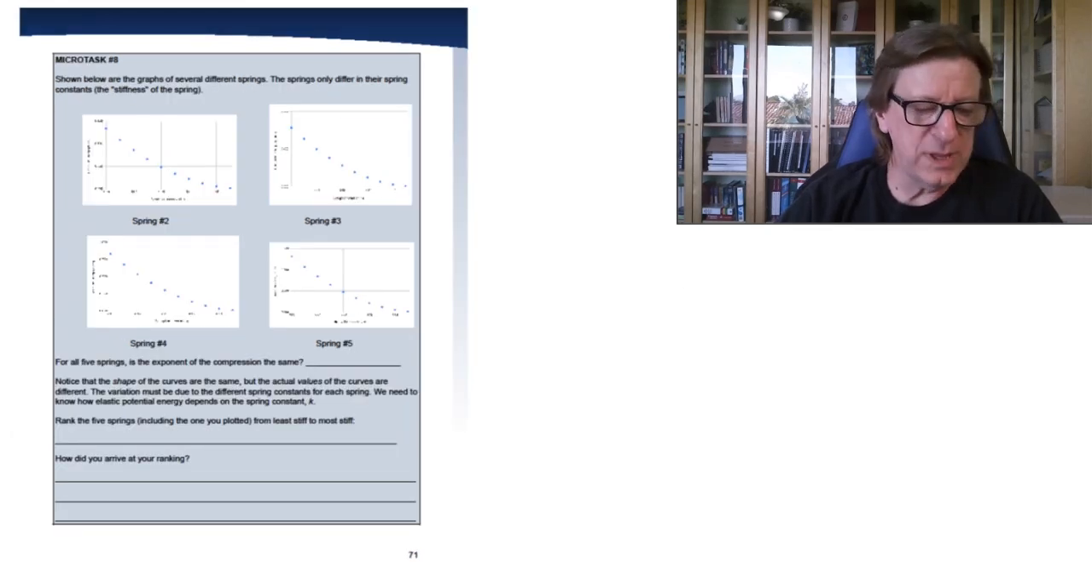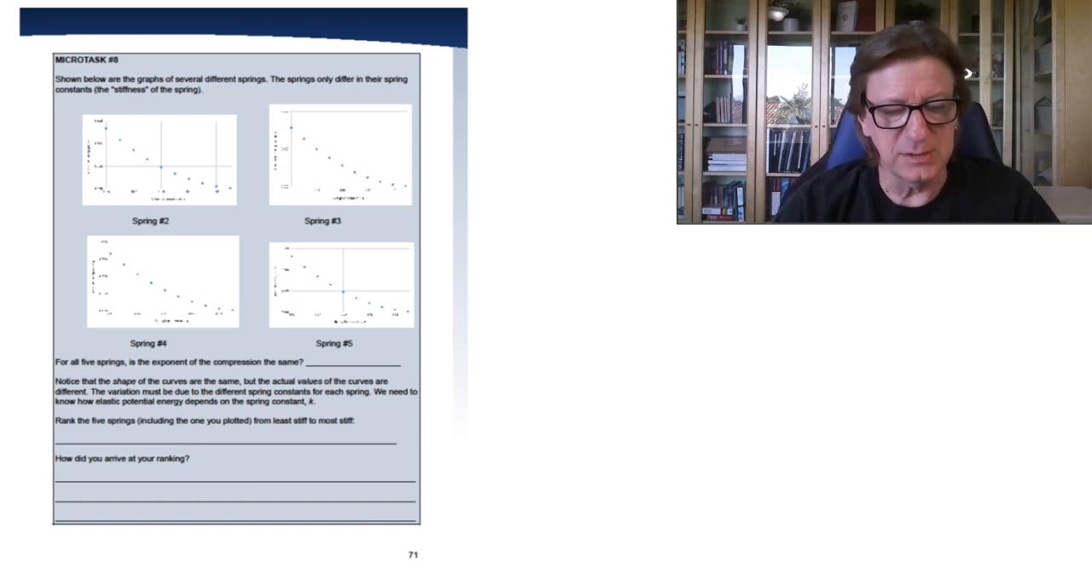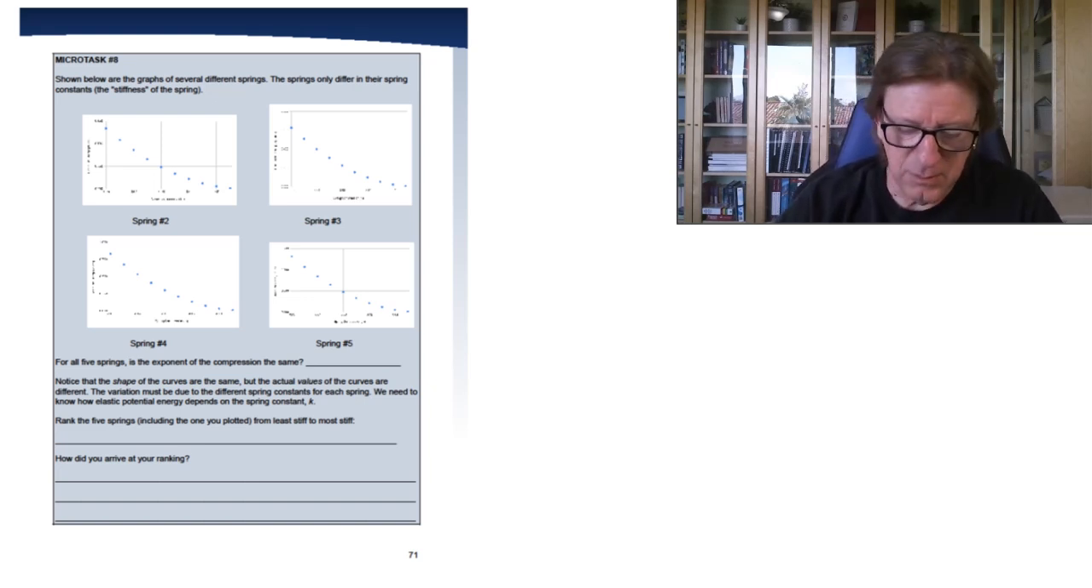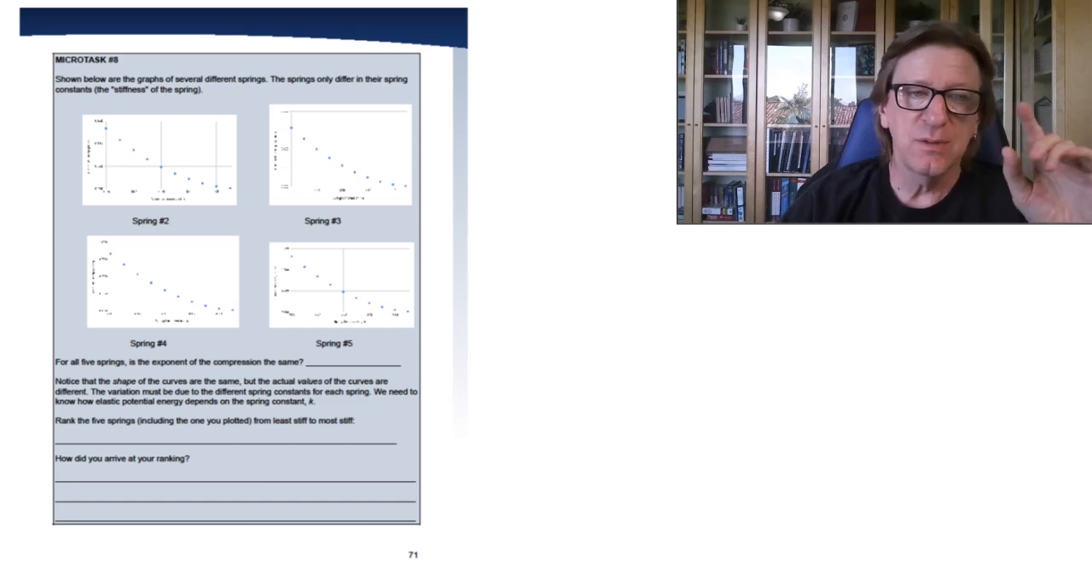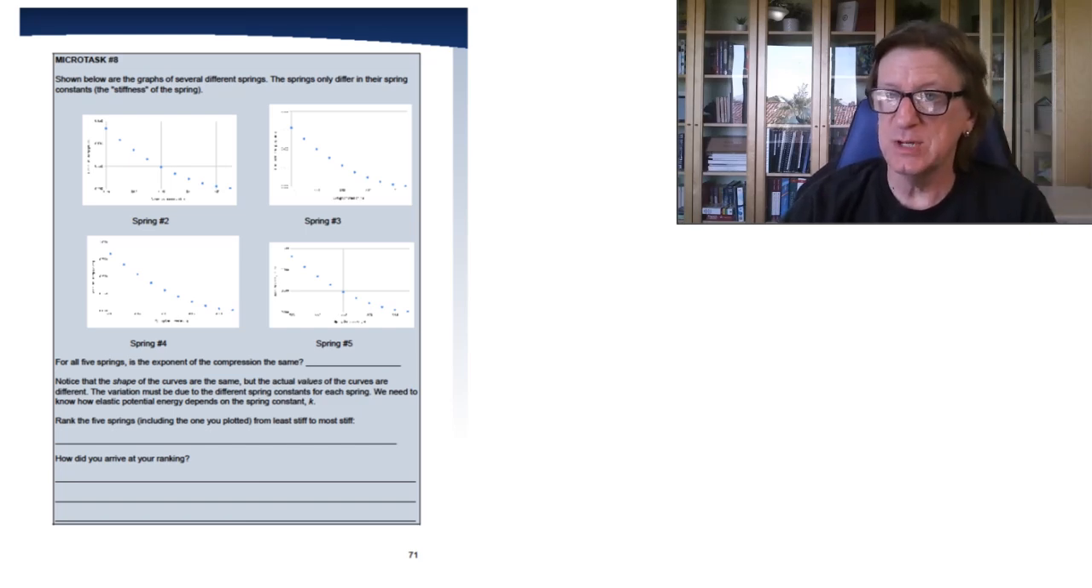And here we have 4 different springs. Well, there's 4 here plus our original, right? So spring 1 was the one from the previous page, the one that you did. I'm not going to make you graph all of these, all right? But notice the shape of the curve: is the exponent of that compression the same for all of them? Are all of them x squared?